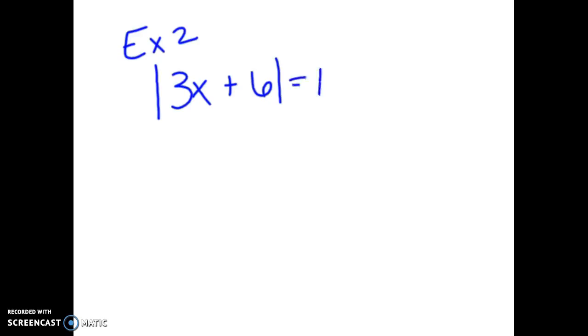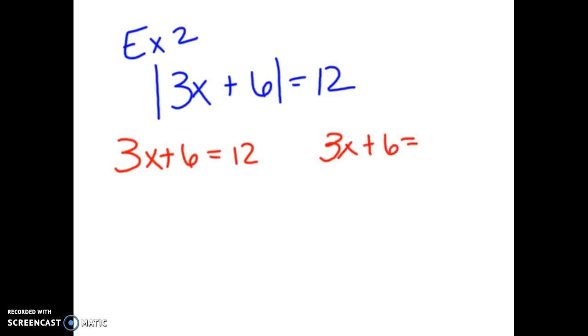So let's try another. This is example 2. If we have the absolute value of 3x plus 6 equals 12, we need to separate it into two equations. So we're going to have 3x plus 6 is equal to 12, and 3x plus 6 is equal to -12. Notice that the absolute value is already isolated, so it's by itself on one side of the equal sign and everything else is on the other. Then we can split it up into two equations.